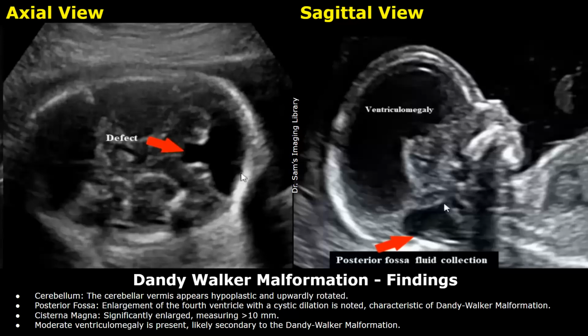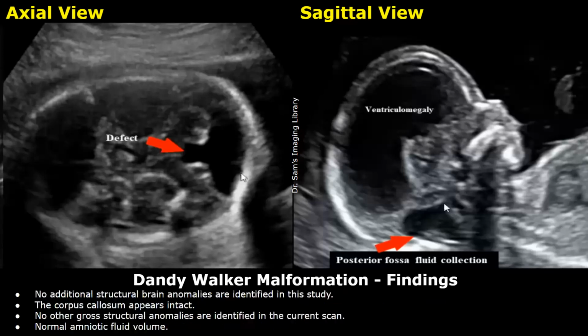Cisterna magna: significantly enlarged, measuring more than 10 mm. Moderate ventriculomegaly is present, likely secondary to the Dandy-Walker malformation. No additional structural brain anomalies are identified in this study. The corpus callosum appears intact. No other gross structural anomalies are identified in the current scan. Normal amniotic fluid volume.